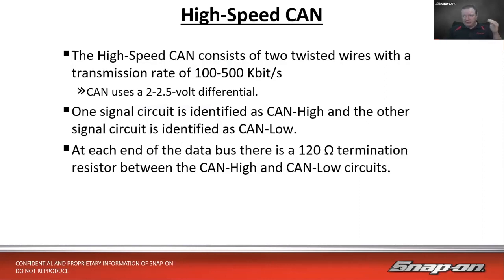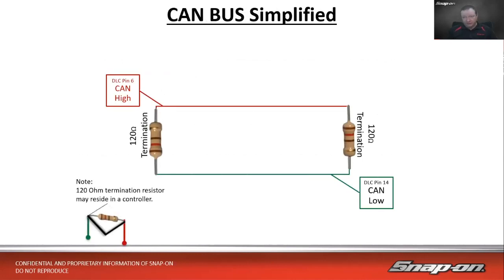One signal circuit is CAN high. The other one is identified as CAN low. So pin 6 would be our high side. Pin 14 will be our low side if we're looking at the diagnostic connector. And then at the end of each of the data bus lines, there's a 120 ohm termination resistor between the high and the low side circuits. And that acts as, let's call it a stop sign. All right, so here is the end of the line for my information. It just stops right there. We'll stop at that stop sign, the 120 ohm termination resistor.